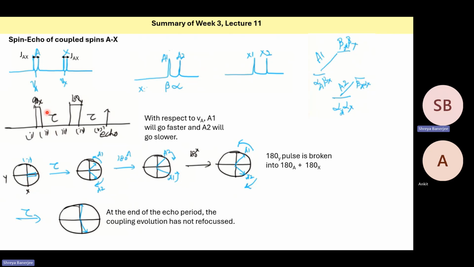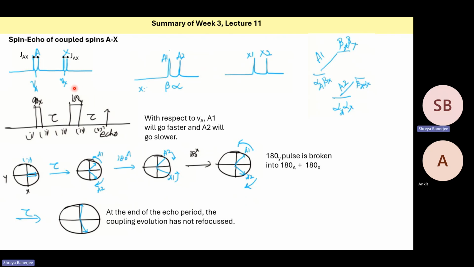After that, a time tau is given. During this time tau, A1 and A2 will precess at different speeds and they will separate out, because A1 and A2 have different frequencies. Here it is shown that A1 is going in an anti-clockwise direction and A2 is going in a clockwise direction.